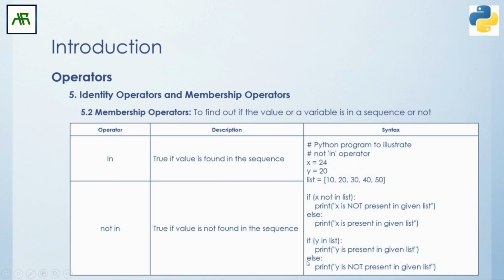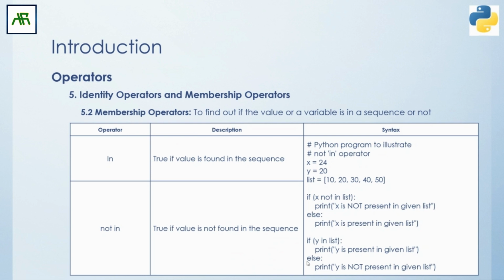Then we have the membership operators, in and not in. The in operator results in true if the particular value we are checking is part of a sequence, or present in the sequence. X equal to 24, y equal to 20, and I have a list of 10, 20, 30, 40, and 50. If x not in list, print x is not present in the given list. Else, meaning if x is present, then print x is present in the given list. Similarly, the same conditions for y being present and y not being present.